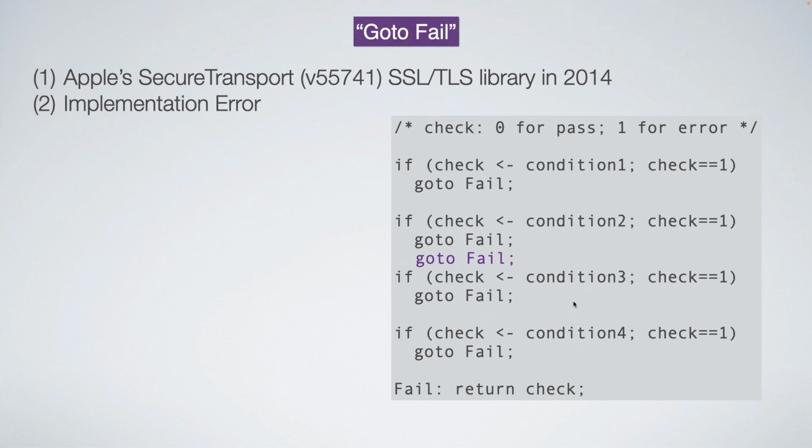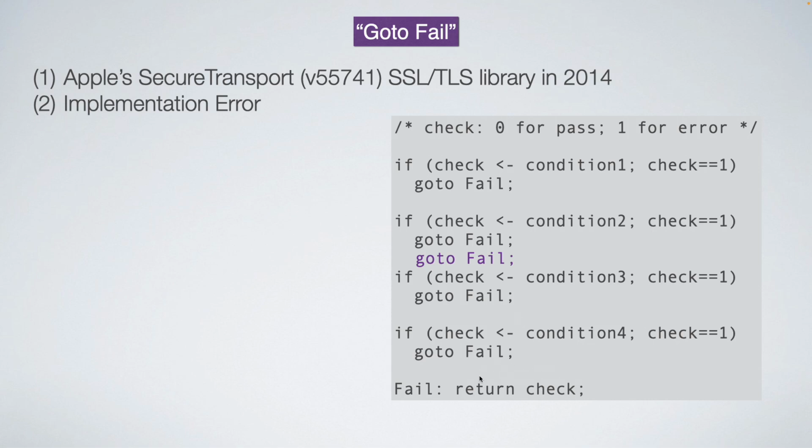What does that mean about conditions 3 and 4? They'll never be checked under any circumstance. We call it unreachable code. There's no path through this code where condition 3 and condition 4 get checked. What if condition 3 and 4 are very important things? Like, does the domain of the website that I'm going to actually match the certificate that I'm being given? Then we don't check it.